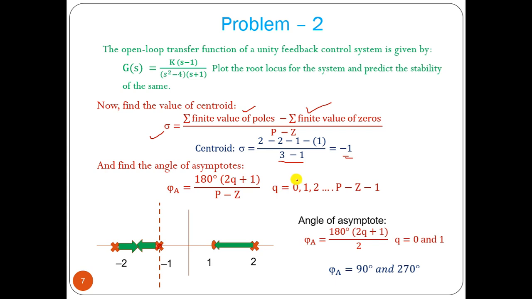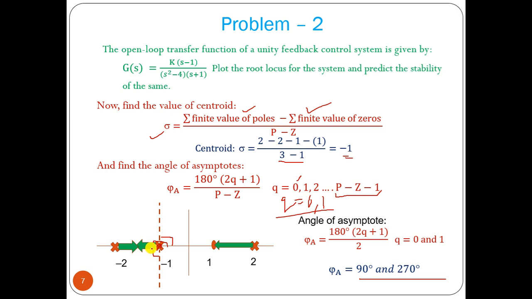Q value should be from 0 to P minus Z minus 1, which is equal to here 2 minus 1, that is 1. So Q value should be here 0 and 1. Okay. So if you put Q equal to 0, it will be 90 degree. And Q equal to 1, it will be 270. So from real axis 90 degree, and from real axis 270 degree.